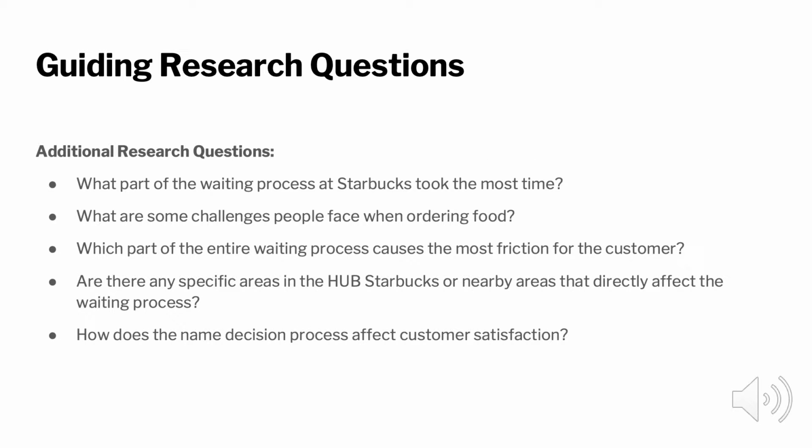I also created some guiding research questions. The questions 1 through 3 will provide context as to what aspects of the waiting process currently cause the most friction for the customer. Question 4 builds on that and explores the built environment of the Hub Starbucks. Question 5 will give me a better idea about the emotional response to barista interactions outlined in my interview top-line report.